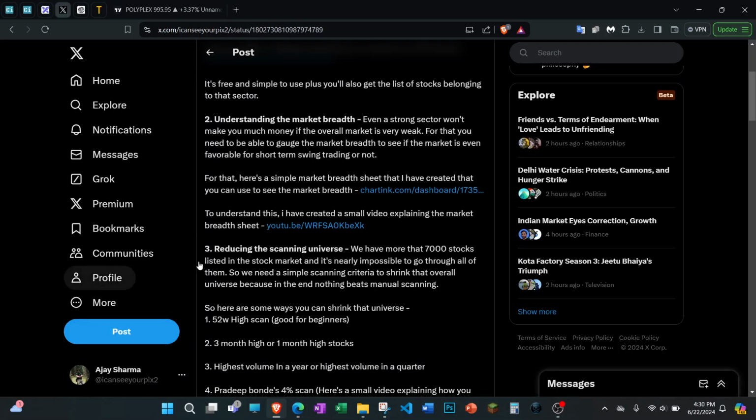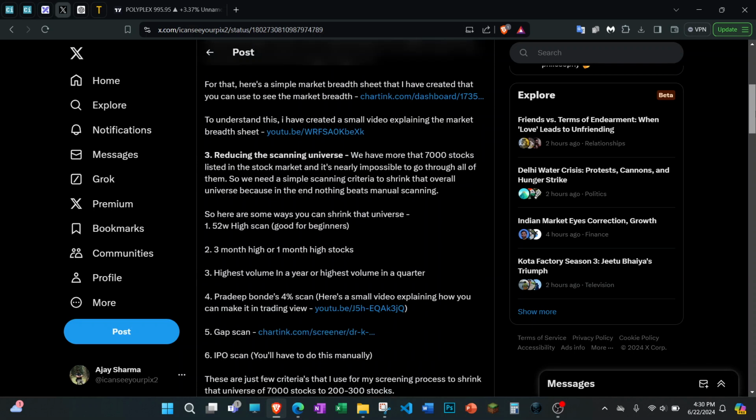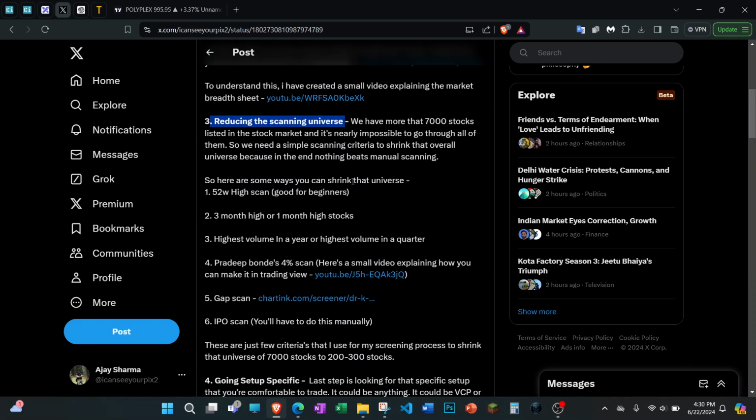So this is the second step that you can do, understanding the market breadth. Third is reducing the scanning universe. We have more than 7,000 stocks listed in the stock market, and it is nearly impossible to go through all of them. So we need a simple scanning criteria to shrink that overall universe.